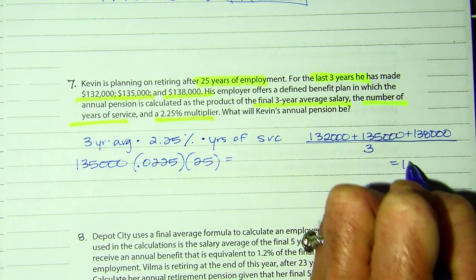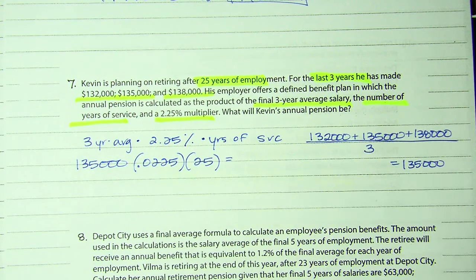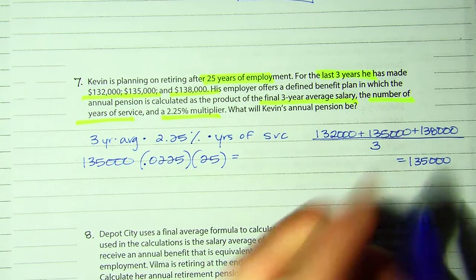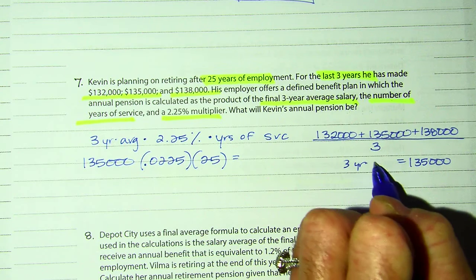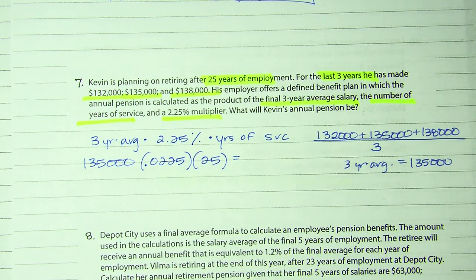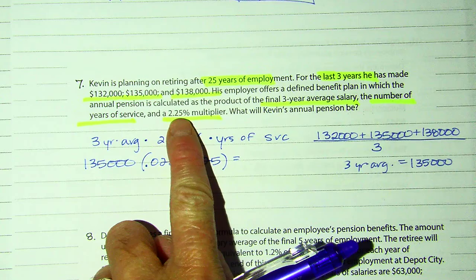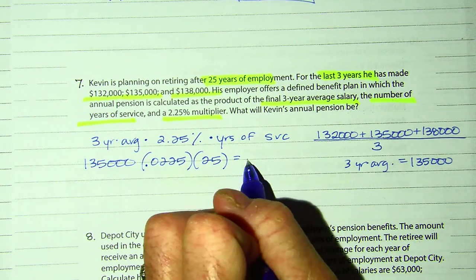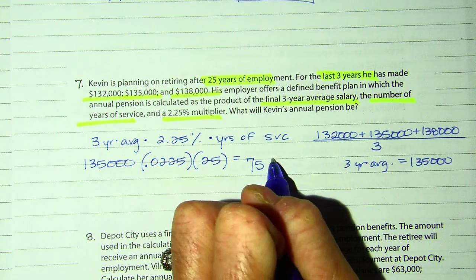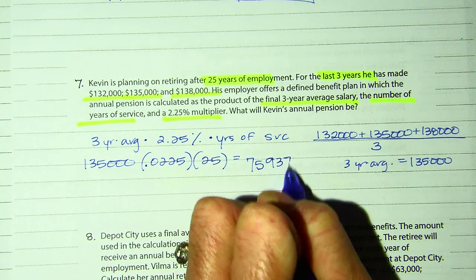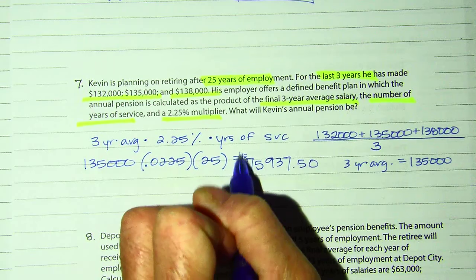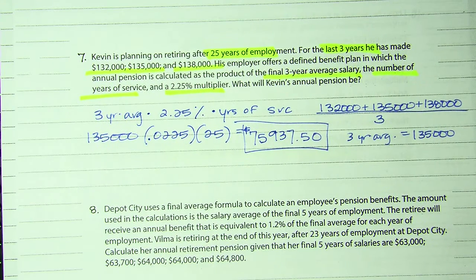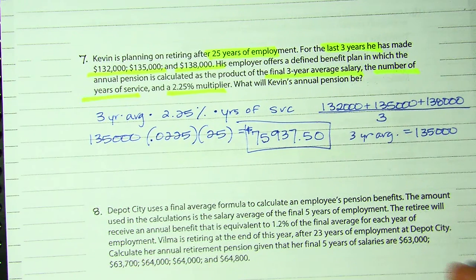Sorry, I got 135. So if I multiply this out, 135,000, that's his 3-year average, times 0.0225, that's the multiplier, times he's worked 25 years. So his retirement is $75,937.50. That's what he will get per year. It's pretty good, but that's because he was making so much. So the more you work, the more you're getting paid, the more you get to retire on.